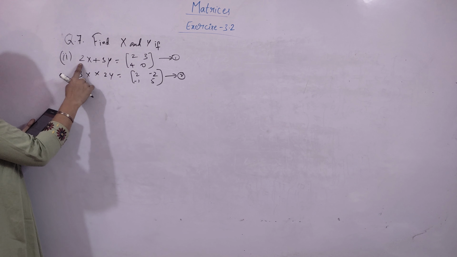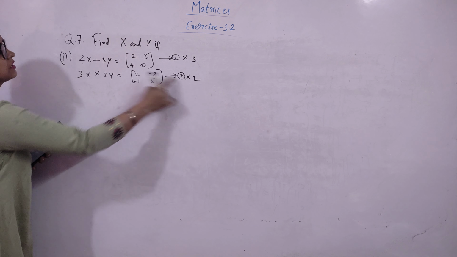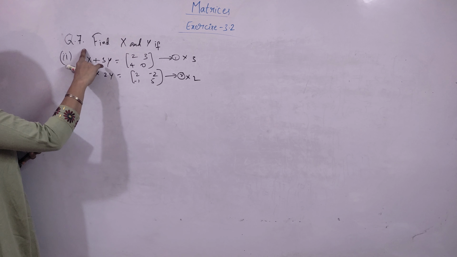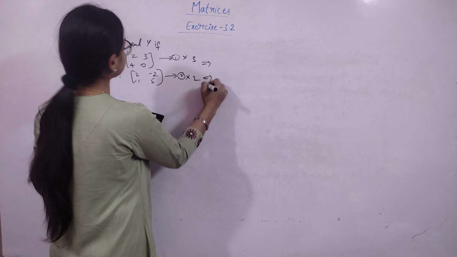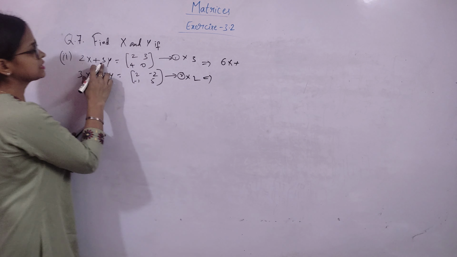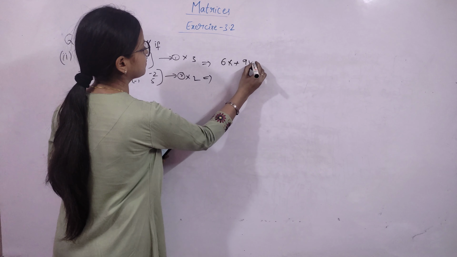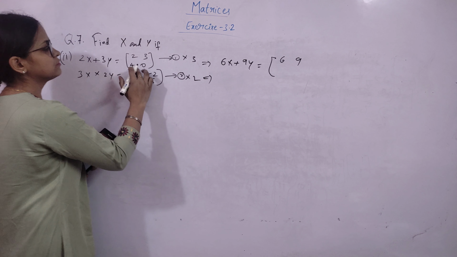So what we have to do here: 2x, 3y. We can multiply equation 1 with 3. 3 times 2 is 6, and here 3 times 2 is 6, so these two will get cancelled later on. So this will become 6x plus 9y, equal to, all the elements multiplied with 3: 3 times 2 is 6, 3 times 3 is 9, 3 times 4 is 12, 0.